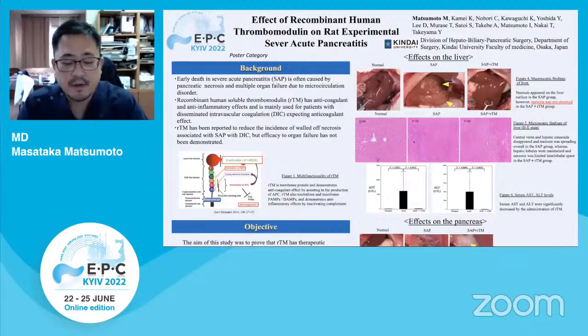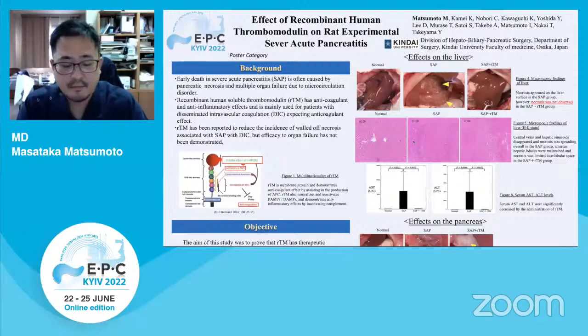It has been reported that the ward of necrosis of severe acute pancreatitis, SAP, is decreased by administration of RTM, but efficacy on organ failure has not been demonstrated. The aim of this study is to evaluate whether RTM prevents pancreatic necrosis and remote organ failure of SAP.